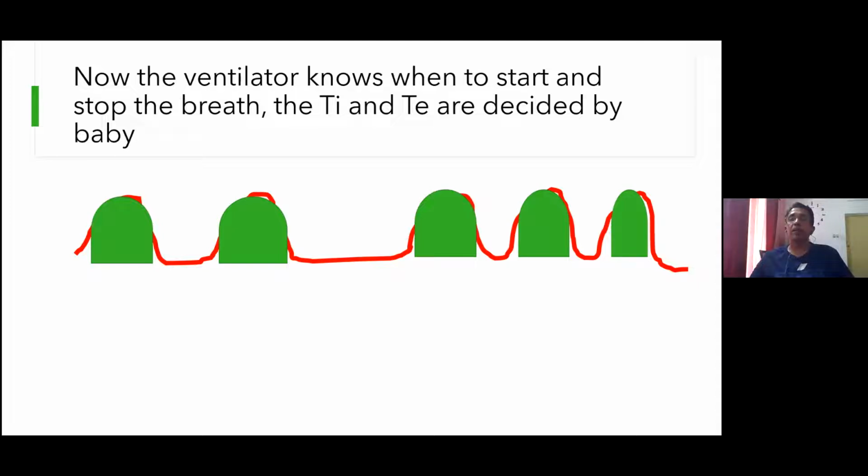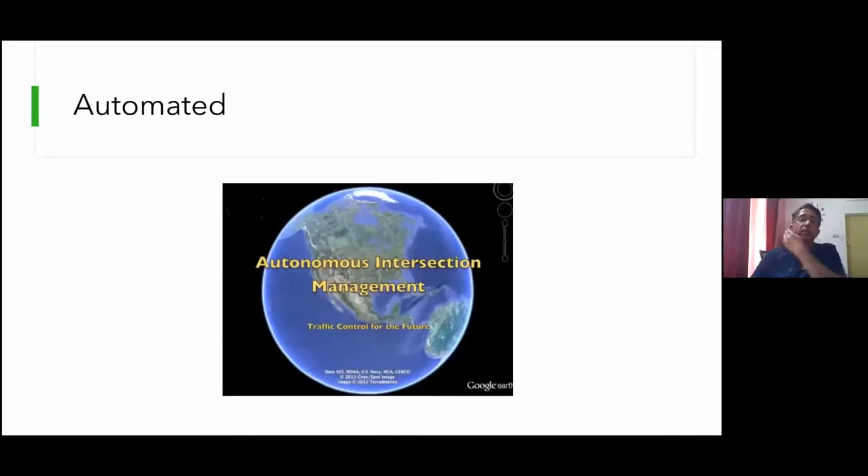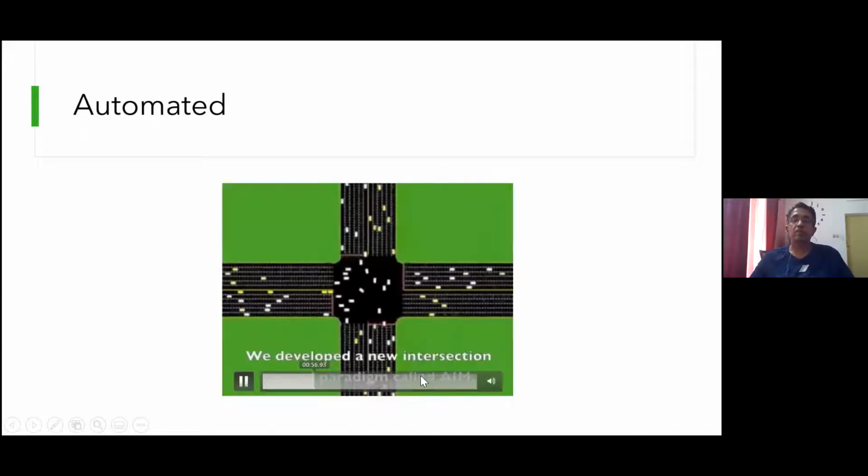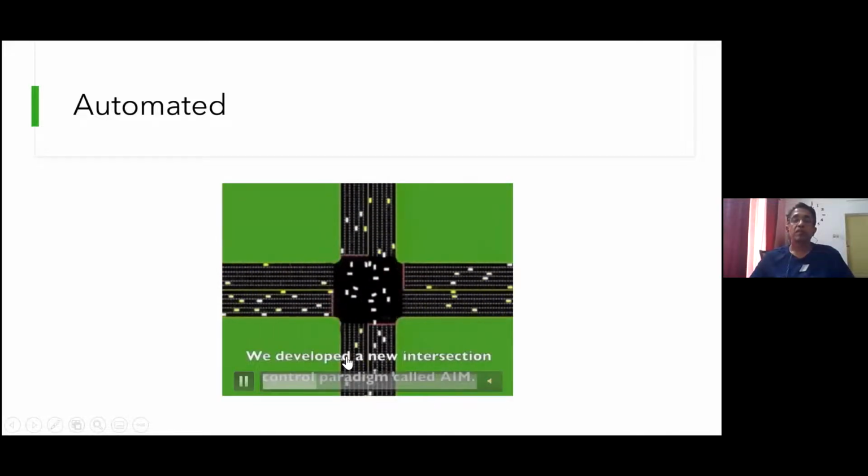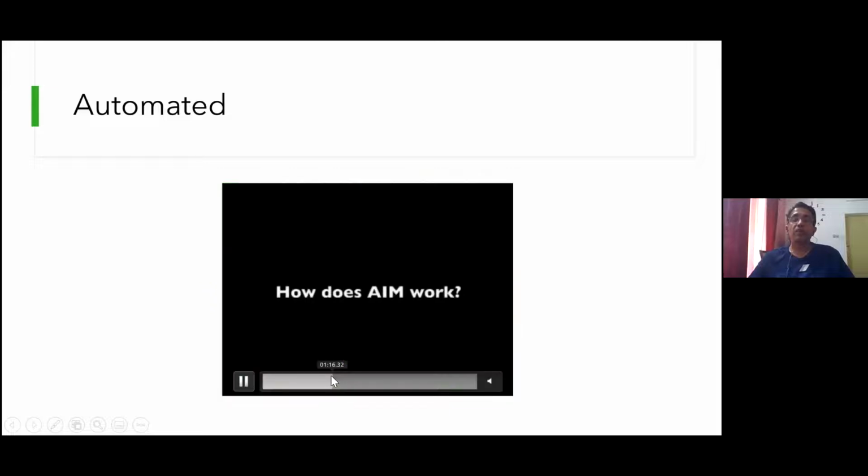It may be called by different names in different ventilators. It is best to check whether your ventilator is asking you to say that there is an inspiratory and expiratory synchrony or not. Now let us see yet another advance in intersection control scheme. Now you can have automated methods like in the traffic signals.